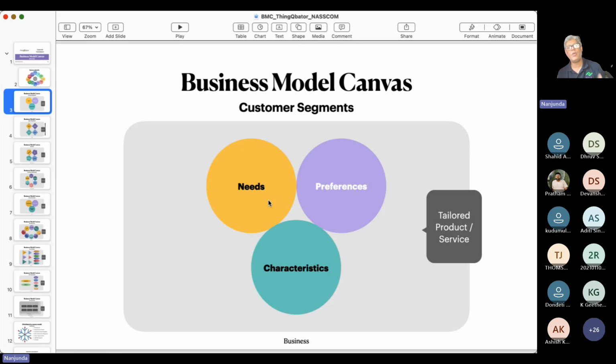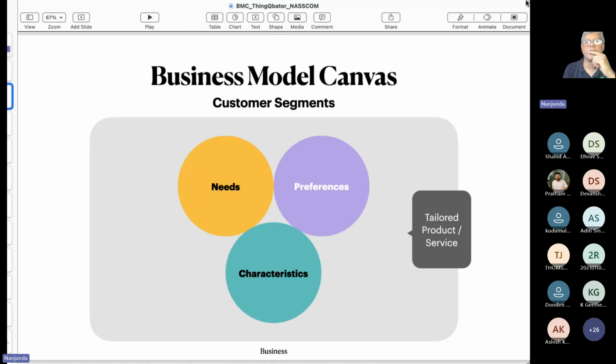So when you actually start filling up the business model canvas, you must have come across customer segments. Yes, sir. So I hope you understand the need, preference, and characteristics of the customer segment, and how do you identify them.